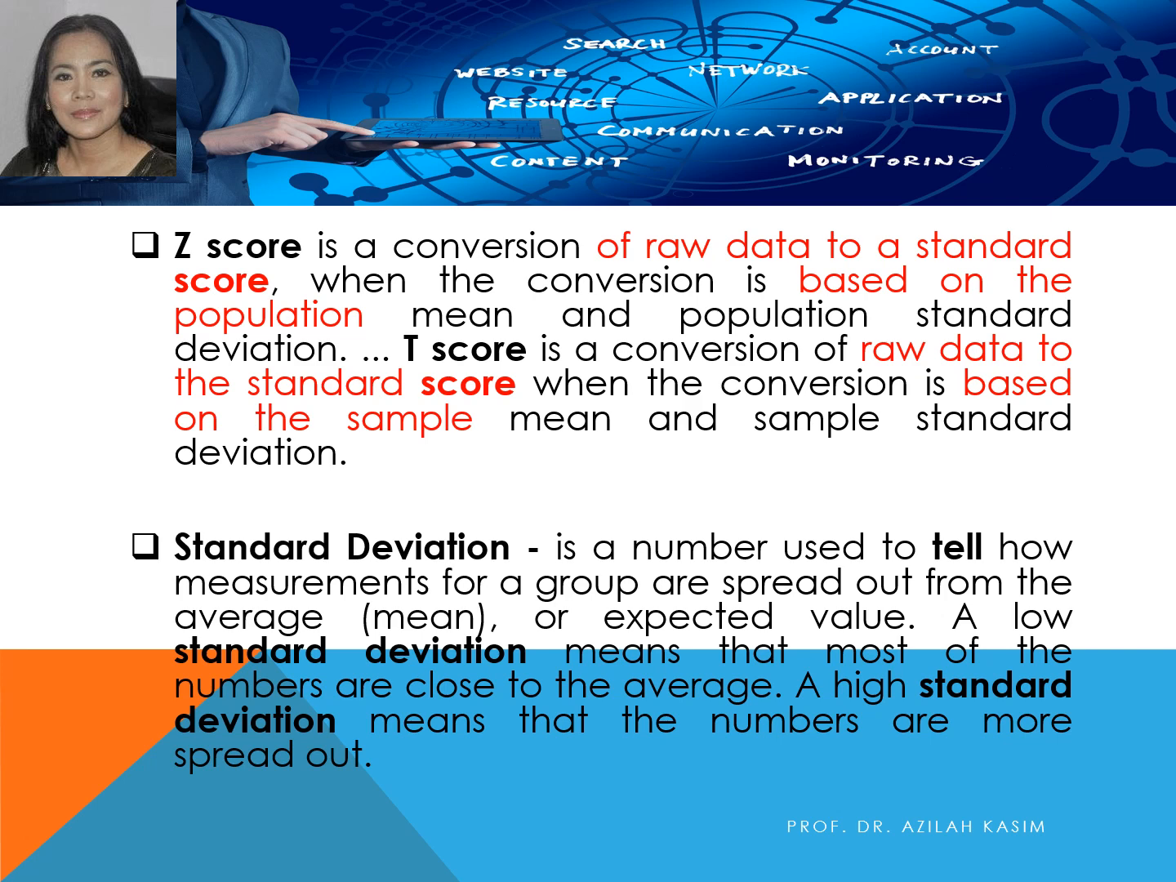Standard deviation is the number used to tell how measurements for a group are spread out from the average. How different, how widespread, how diverse they are compared to the average, or the expected value. A low standard deviation means that most of the numbers are close to the average. That means almost all of the respondents are almost the same. Whereas a high standard deviation means that the numbers are more spread out. That means there's a lot of diversity in the sample that you get. That's what standard deviation means.